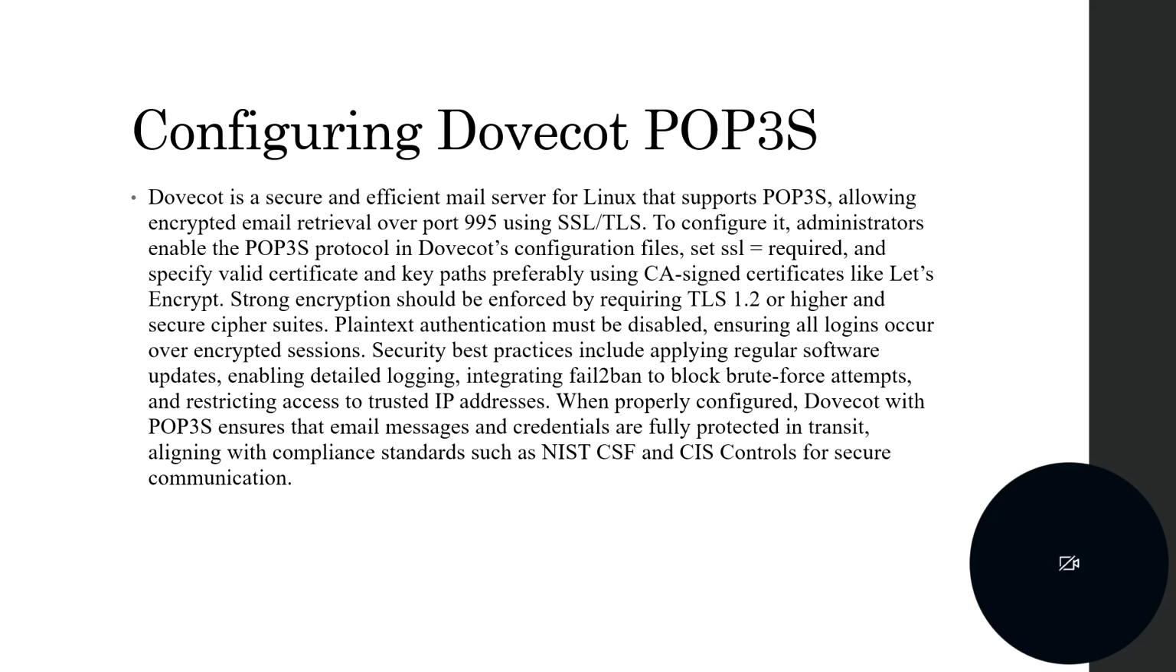Strong encryption should be enforced by requiring TLS 1.2 or higher and secure cipher suites. Plain text authentication must be disabled, ensuring all logins occur over encrypted sessions. Security best practices include applying regular software updates, enabling detailed logging, integrating Fail2ban to block brute force attempts, and restricting access to trusted IP addresses. When properly configured, Dovecot with POP3S ensures that email messages and credentials are fully protected in transit, aligning with compliance standards such as NIST CSF and CIS controls for secure communication.